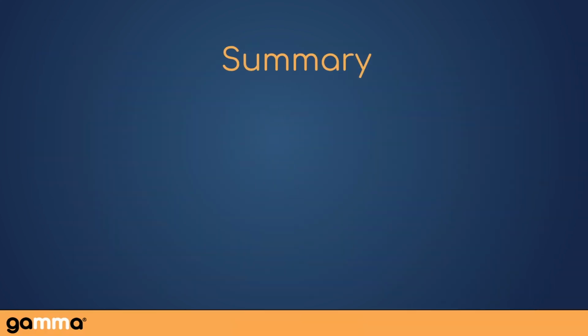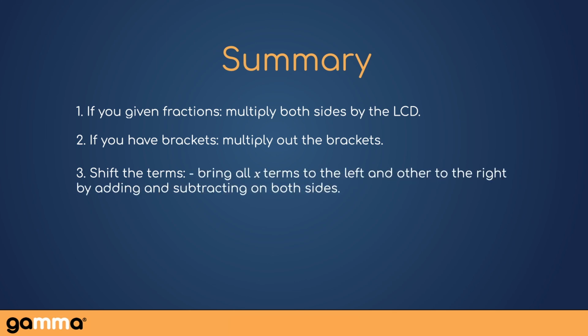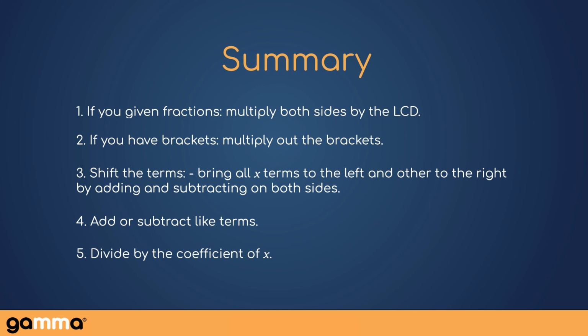Let us sum everything up for this lesson. If you are given fractions, you first need to multiply both sides by the lowest common denominator. If you have brackets, you need to multiply out the brackets, and you need to also shift the terms. So this means bring all the x terms to the left and the others to the right hand by adding or subtracting on both sides. You also need to add or subtract like terms, and you need to divide by the coefficient of x where necessary.